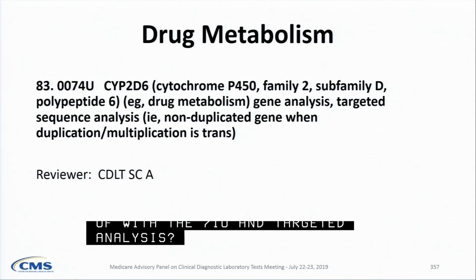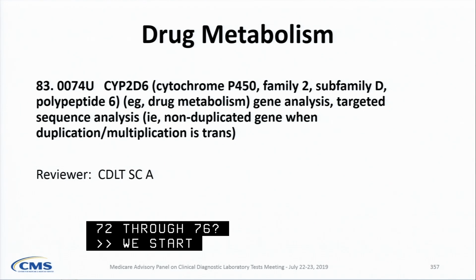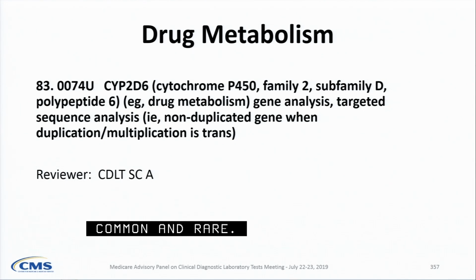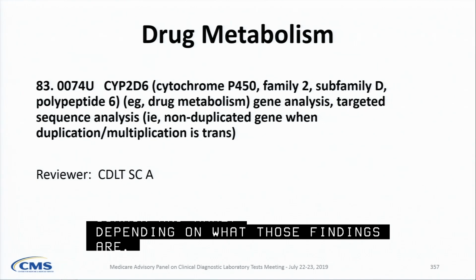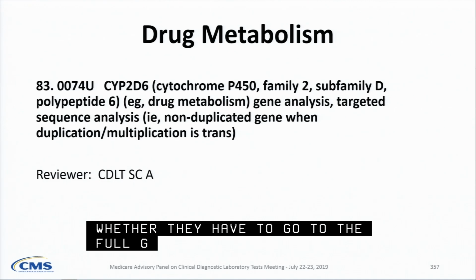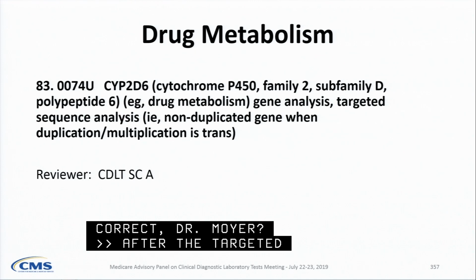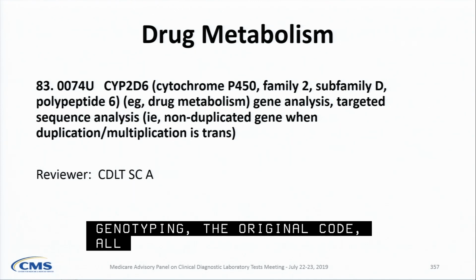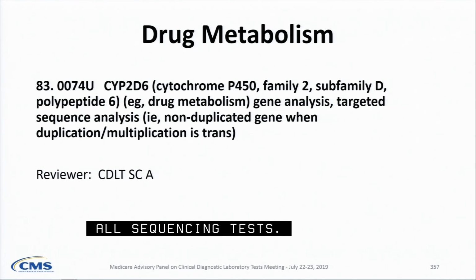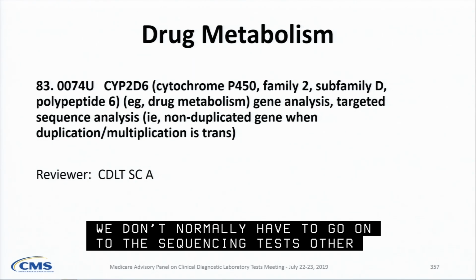So we start with 0070, which is your common and rare. Depending on what those findings are, then it makes the decision whether they have to go to the full gene or whether they have to go to the targeted. Correct, Dr. Moyer? Well, after the targeted genotyping, which was the original code that you mentioned, all of the follow-up tests are all sequencing tests. And again, we don't normally have to go on to those sequencing tests other than in those 3 to 5% of cases. But when we do that, they're all sequencing.